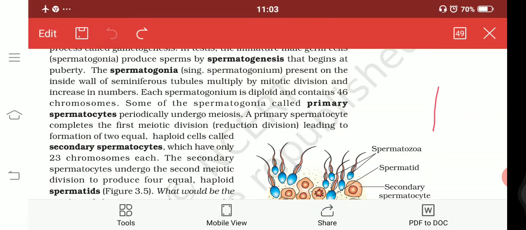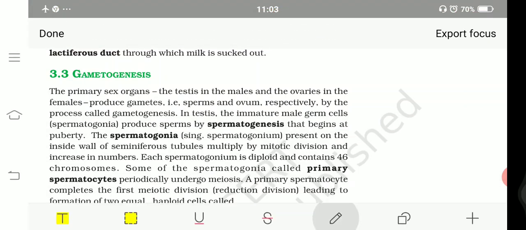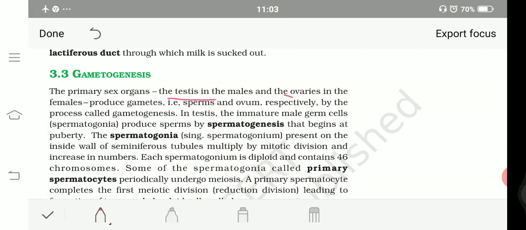Anyways, just have a look here. In this part of gametogenesis, you can see what is written in the book. The book states that the major primary sex organs are testes in males and ovaries in females. As you have seen in my last videos, these structures show the formation of gametes, that is sperms and ovum respectively.